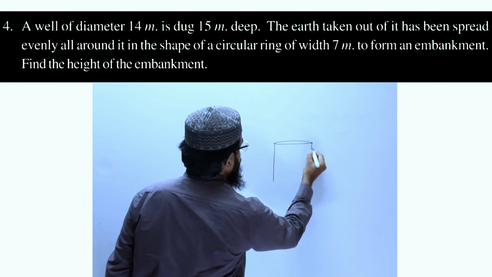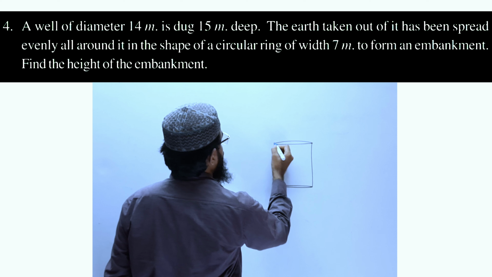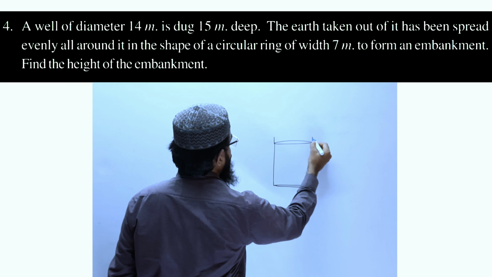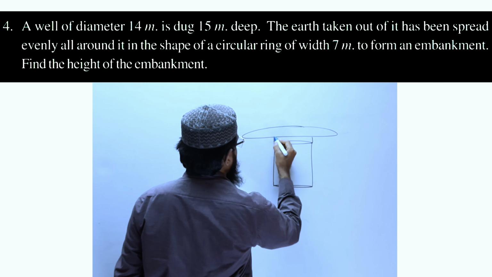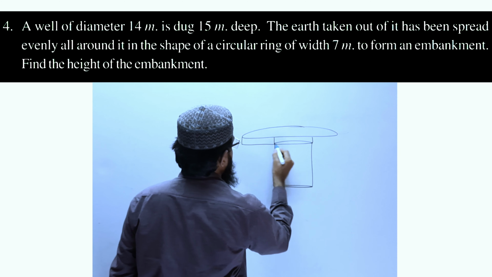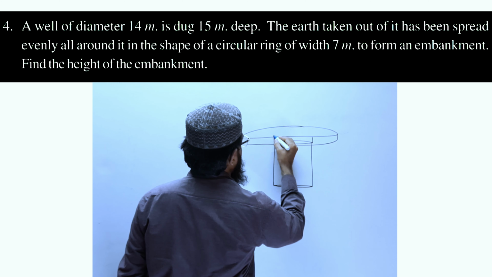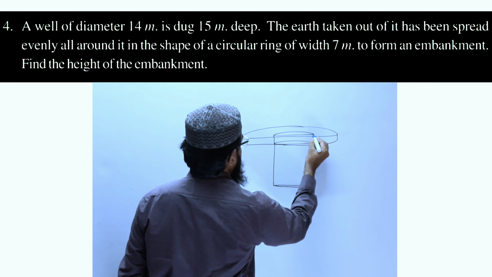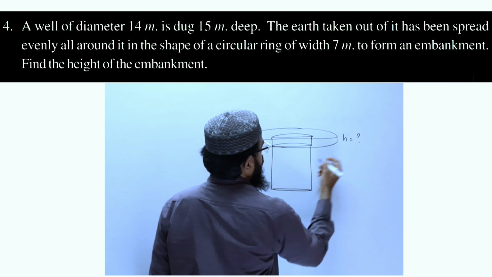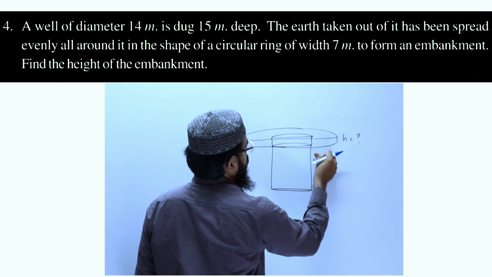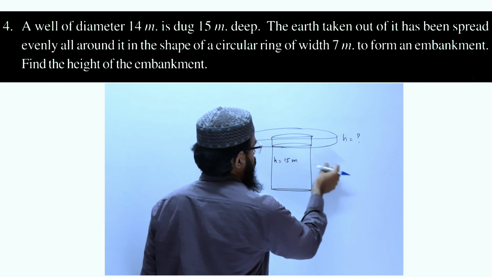The earth taken out of it has been spread evenly to form a circular embankment all around the well of width 7 meters. So the earth or the soil which is taken out is spread around the well so that it is forming a circular platform. The width of that platform is 7 meter. So we have to find the height of the embankment. We don't know the height of that platform, that's why let us find out the height of the embankment.